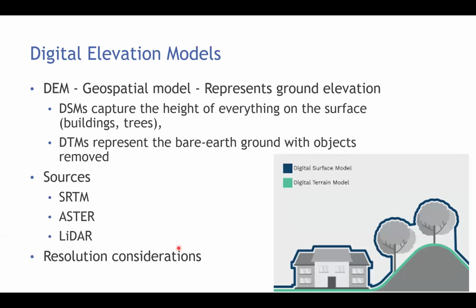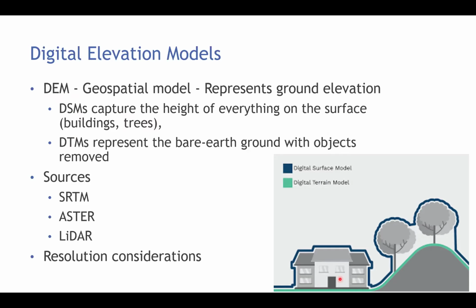Right. Now, let us start with digital elevation models, shortly called DEM. This is a geospatial model which represents the ground elevation. That means it is like an image with raster cells arranged in rows and columns, and each cell represents the elevation. DEM is a generic term that we use, but if you are very specific, then we have two other terminologies that we are supposed to use: digital surface models and digital terrain models.